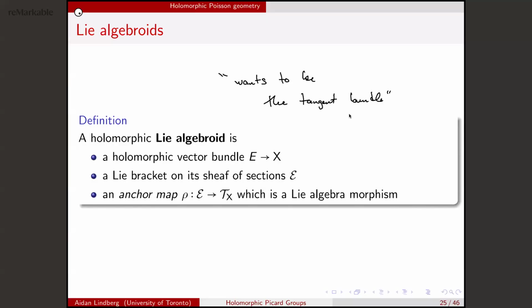So the most basic example is if you just pick E to actually be the tangent bundle, with the anchor map just the identity. Then this is an example of a Lie algebroid. Okay, but the example that we really care about today is a holomorphic Poisson structure, which gives us a canonical Lie algebroid.